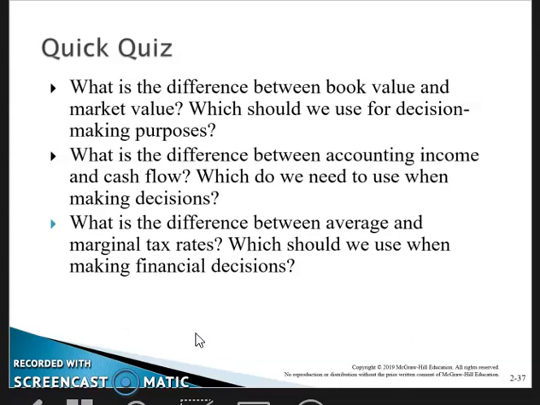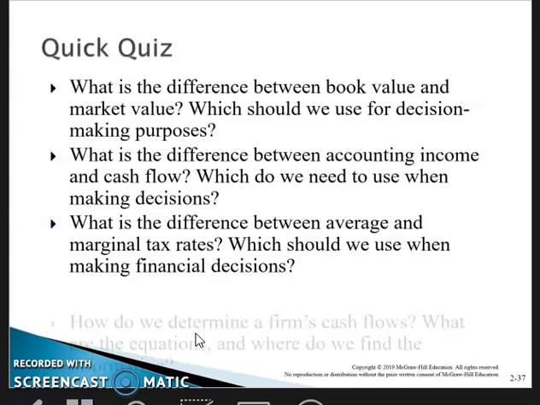Next, the difference between average and marginal tax rates. This is less important to understand now because we currently have a flat corporate tax rate of 21%. If you saw in the example, there used to be many different corporate tax rates. But anyway, average is your total tax liability divided by your taxable income. Marginal tax rate is the tax rate applied to your last dollar of income or your next dollar of income. When making decisions, you want to use marginal tax rates.